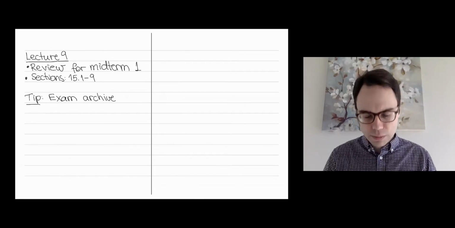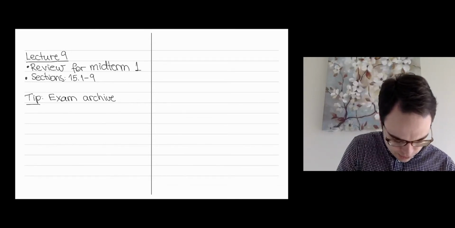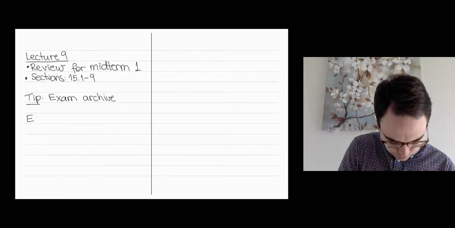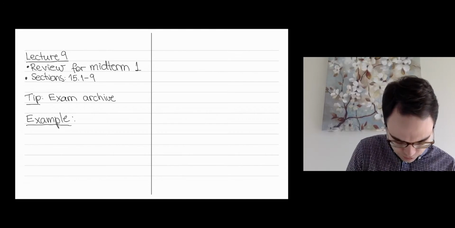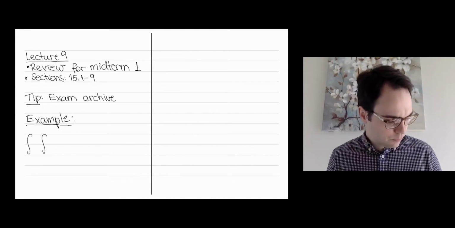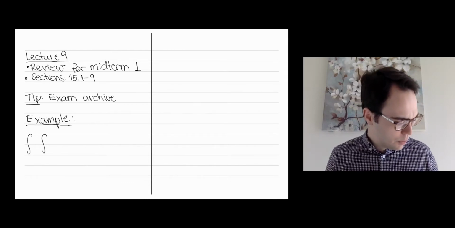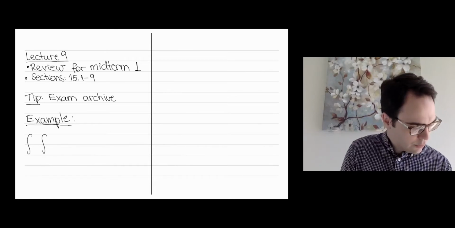Let's discuss some math. So here's the first example. Let's start slow. The first example is about changing the order of integration. So here is the double integral. So here we don't have to evaluate anything.